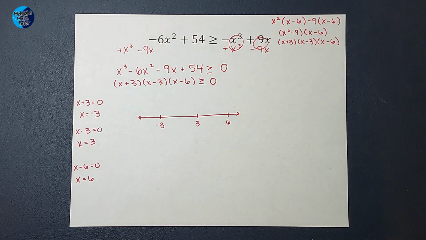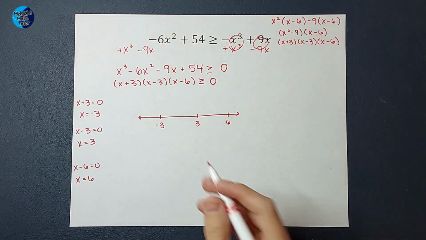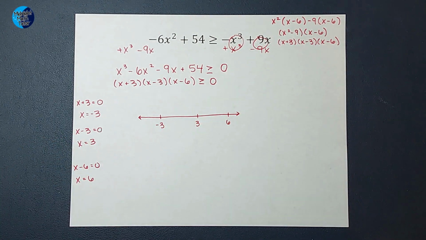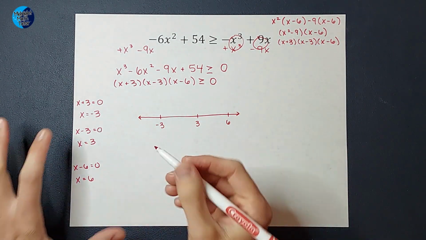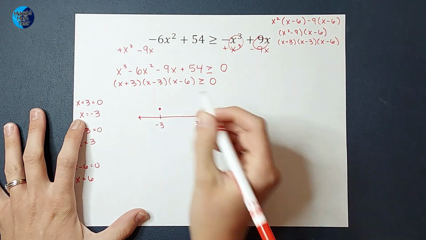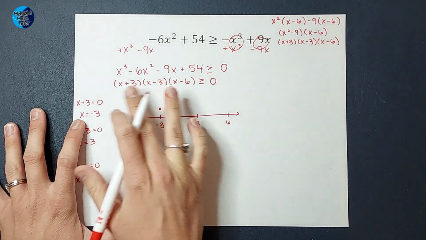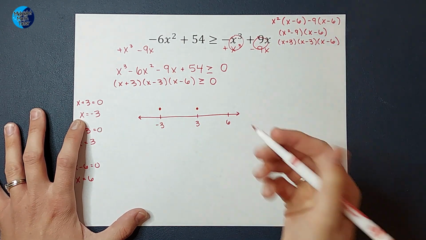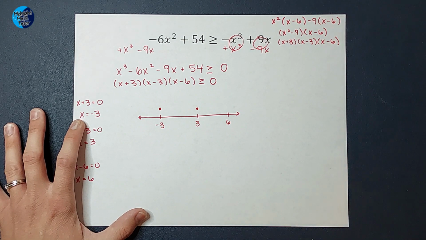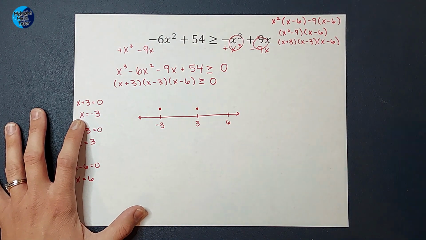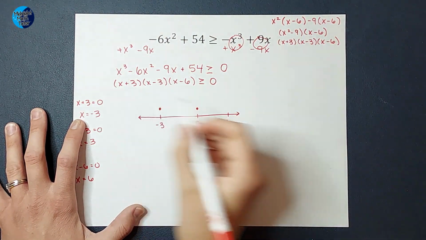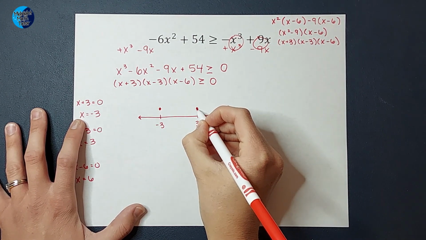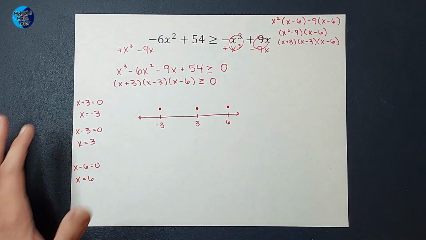I know that I can plug in negative 3 and I will get 0 on this side, and 0 is greater than or equal to 0, right? So I can put a closed circle here. Same with 3. If I plug in 3, I'd get 0 on this side of the equation. Oh my gosh, 0 is greater than or equal to 0, sorry. And then if I plug in 6 over here, I'd get 0 is greater than or equal to 0. So I know that those points work, okay?